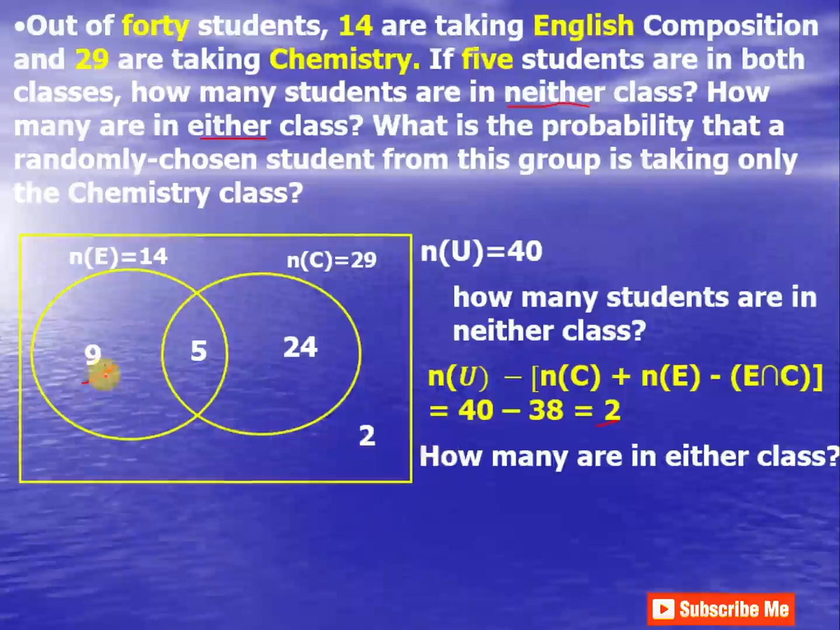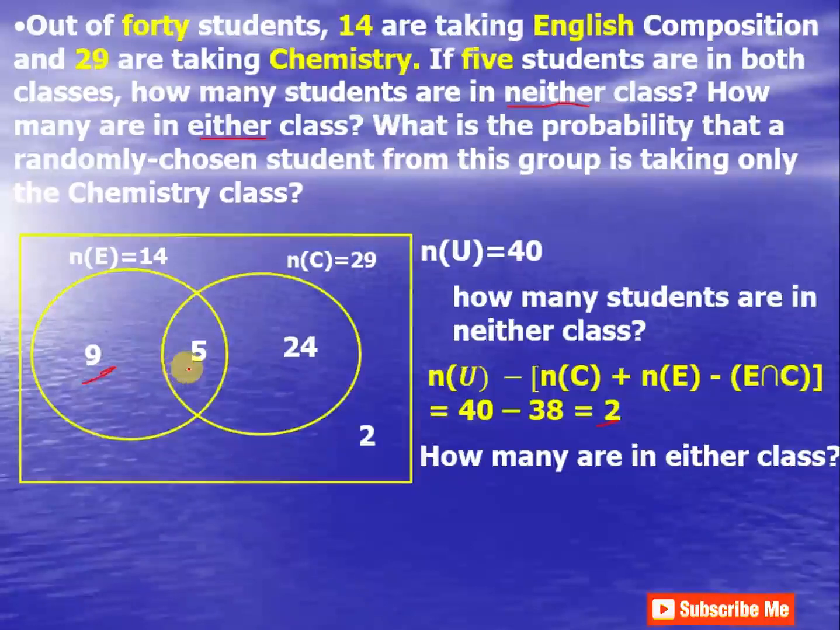All right. Now, the next question is how many are in either class? So how many students are in English or chemistry? They are in either class. They are in any of them. So you just add all of them together. So we have these 9 students, 5 students, 24 students. They are in either of the classes.